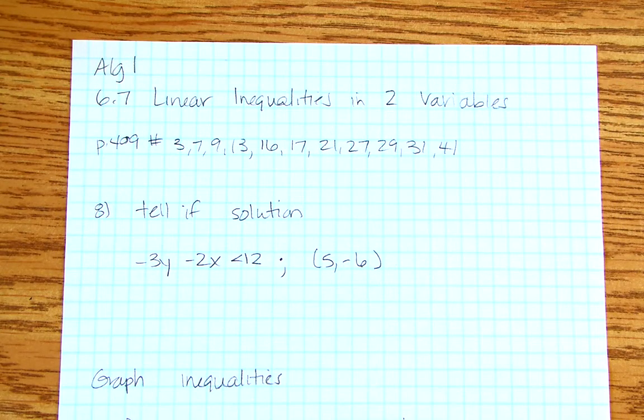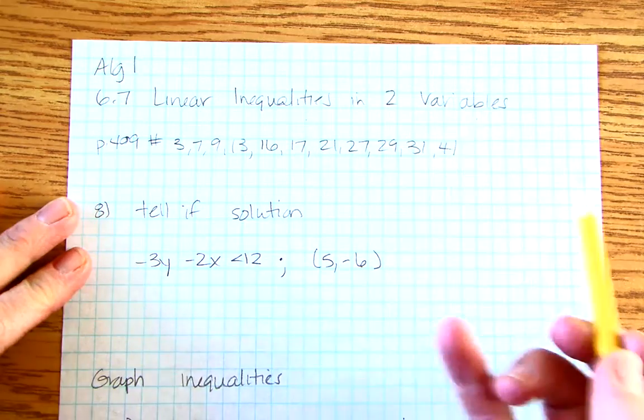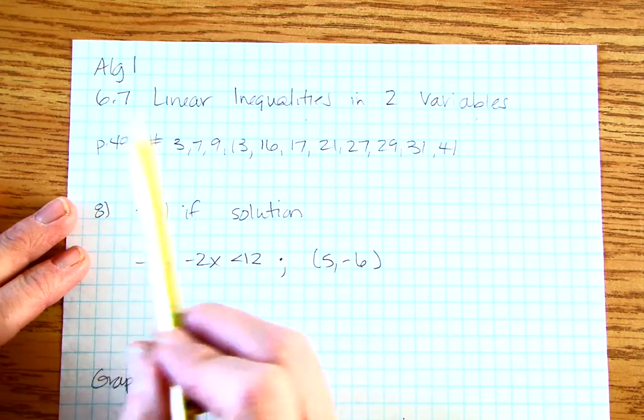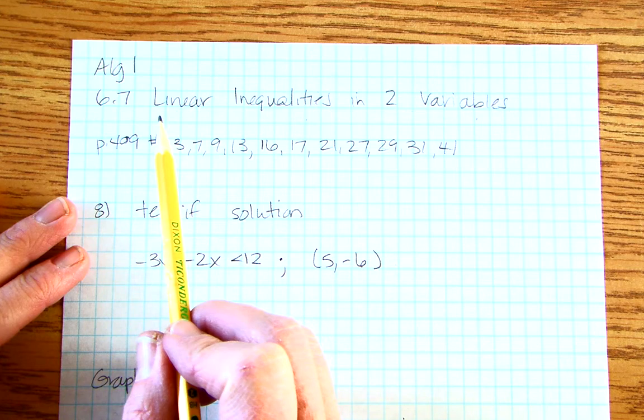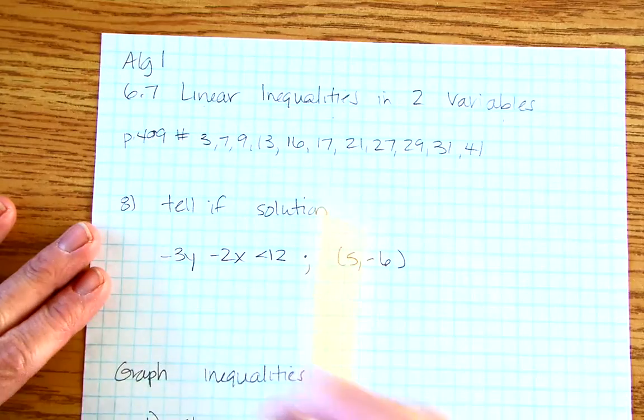Okay, we're moving on to 6.7, graphing linear inequalities in two variables. We'll go back and do 6.5 and 6.6 after the NORAMs when I can have more contact with you.